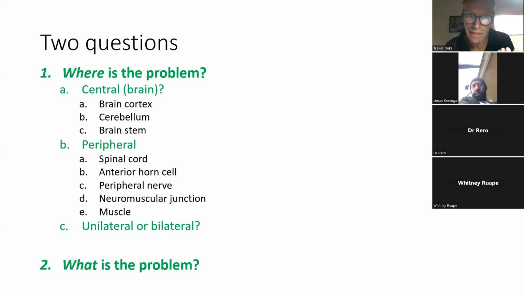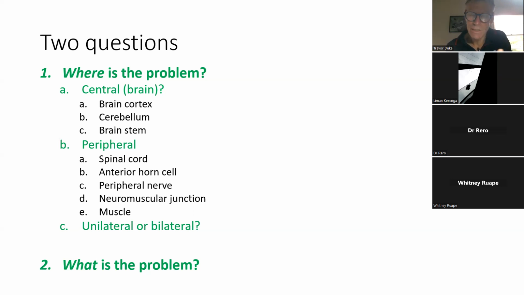If you ask them at the start, then you can work out if it's a central problem or a peripheral neurological problem. If it's a central problem, it might be in the cerebral cortex, or it might be in the cerebellum, or it might be in the brainstem. If it's a peripheral problem, it could be at a number of different levels: the spinal cord, the anterior horn cells, which are part of the spinal cord, the peripheral nerve, the neuromuscular junction, or the muscle. And there are clinical features that can tell you which level the problem is.